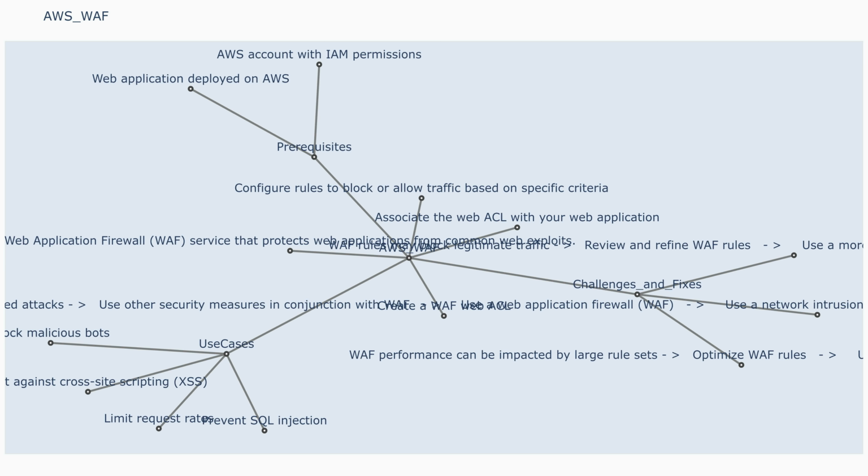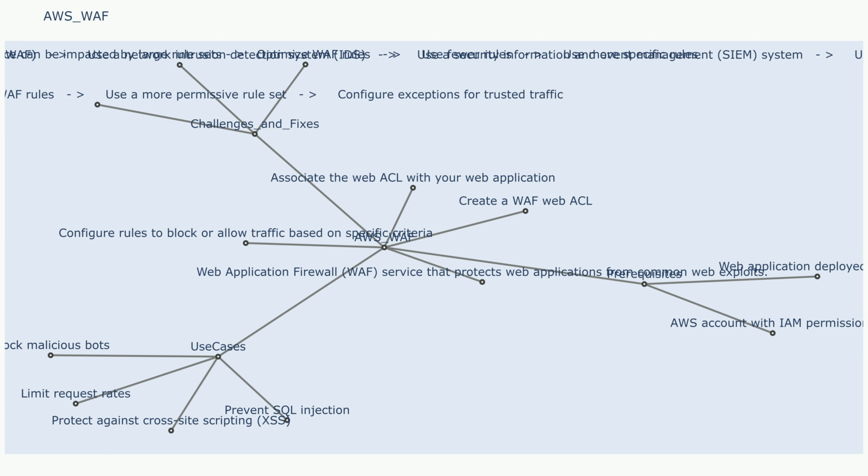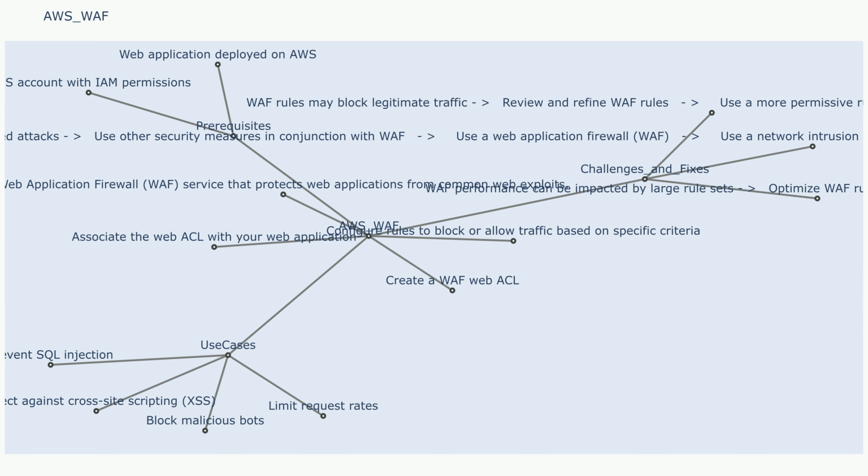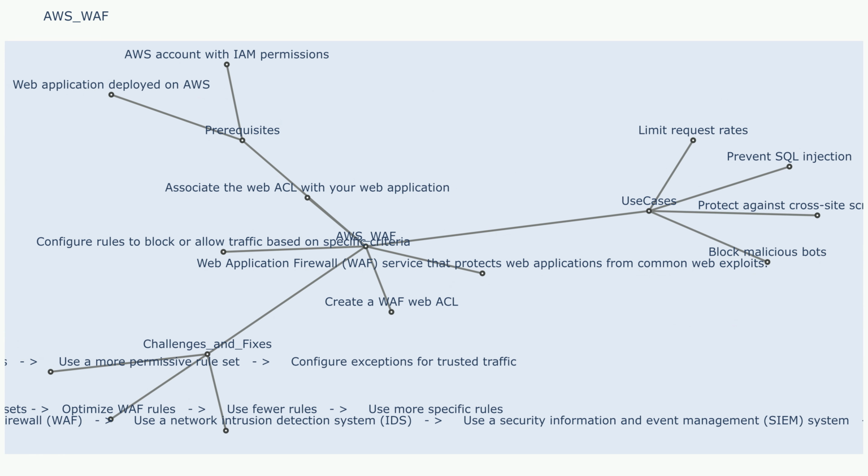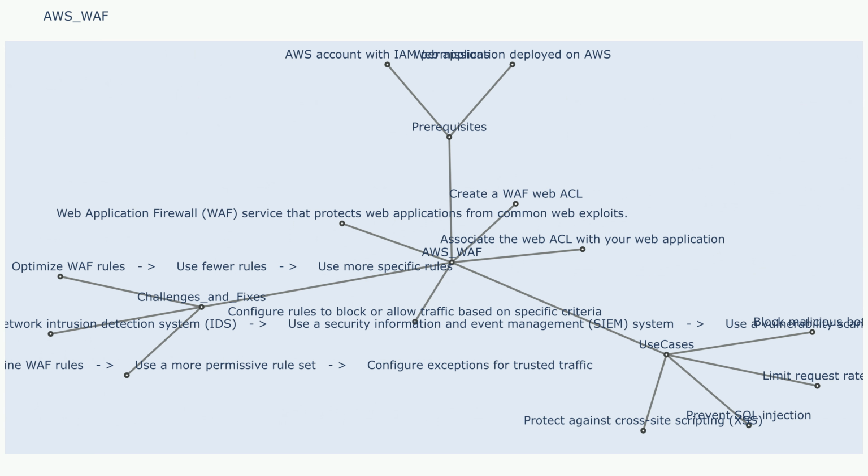AWS WAF. Description: Web Application Firewall, a WAF service that protects web applications from common web exploits. Prerequisites: an AWS account with IAM permissions to create and manage WAF. Resources: a web application deployed on AWS, such as Amazon CloudFront, an Application Load Balancer, or API Gateway.